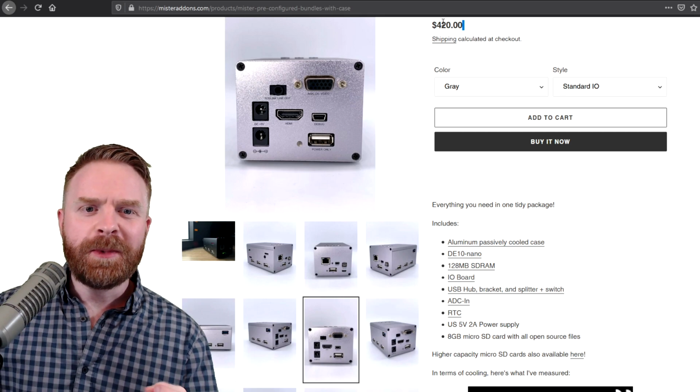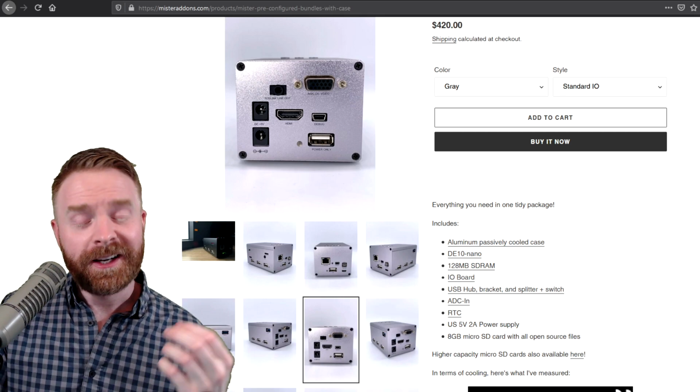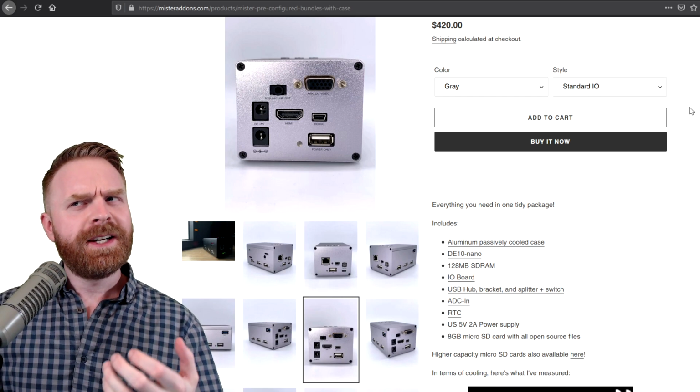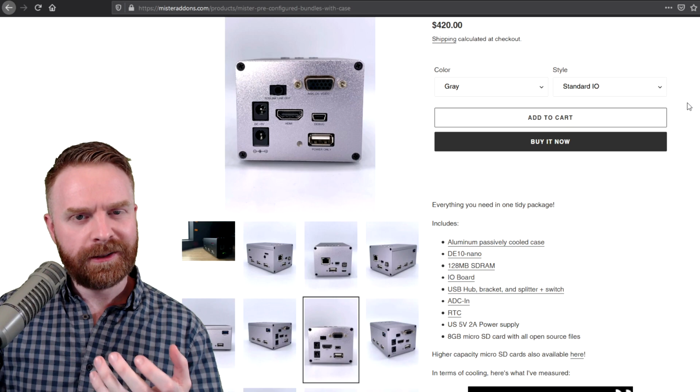Yes, this kit is expensive at $420. Getting into the universe of MiSTer is not a cheap endeavor. I would say it's more for the hobbyist or for the enthusiast out there.